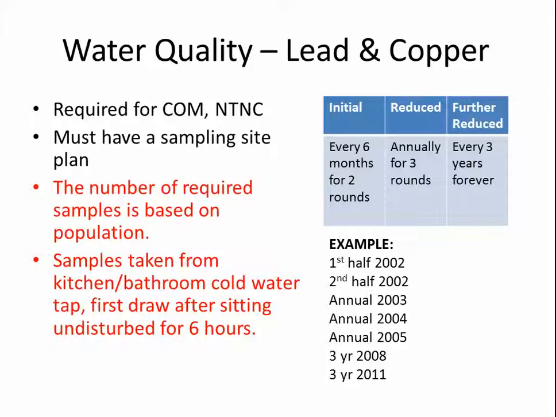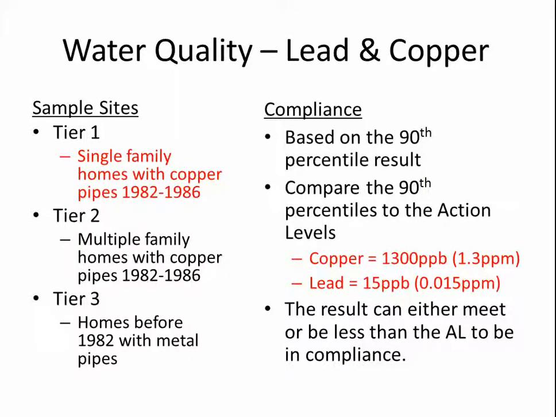So below this blue box here is just an example of how a system started sampling in 2002. So they did the first half of 2002 and then the second half, and then annual samples for 3 years, and then once every 3 year samples after that. As a side note, it's important to keep in mind that lead and copper samples should only be taken during the warm summer months, because that's when we get the best results, or the highest possible numbers for lead and copper that you can get from your system. So plan on taking your lead and copper samples between June 1st and September 30th.